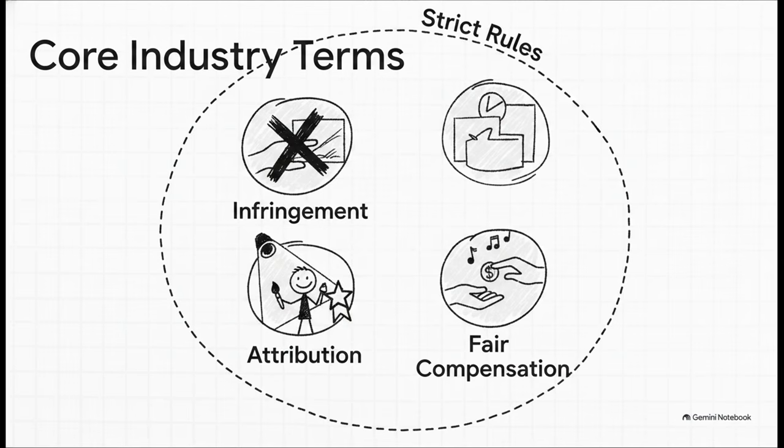I want you to take a second to really familiarize yourself with these 3 boundaries, because I promise you, you're going to encounter them constantly out in the professional arts world. First up is infringement. That's when someone uses a creator's work without permission. Not cool. Then we have attribution, which simply means giving proper credit to the original artist. And finally, fair compensation. This ensures the artist is actually paid appropriately for their hard work. These are the strict boundaries that protect creative labor.